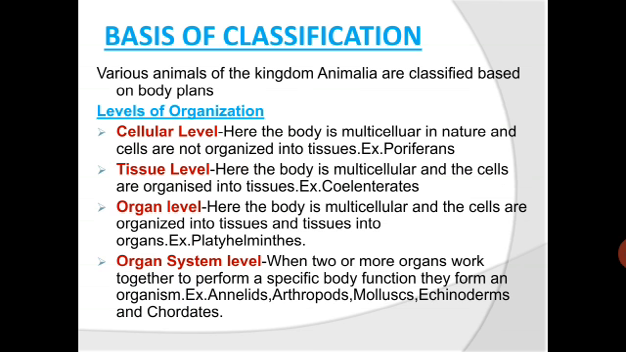Lastly, organ system level: when two or more organs work together to perform a specific body function, they form an organism. So this is called the organ system level of organization. It is seen in annelids, arthropods, mollusks, echinoderms and chordates. So these were the levels of organization: firstly, cellular level, tissue level, organ level and organ system level of organization.